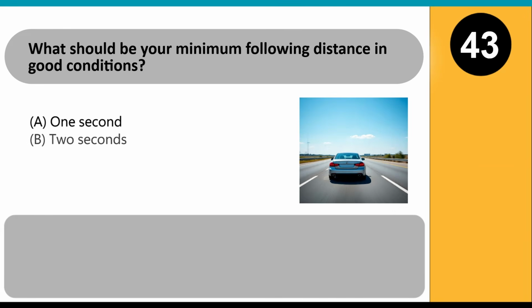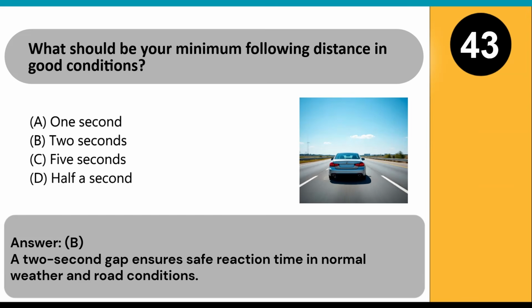What should be your minimum following distance in good conditions? A. 1 second. B. 2 seconds. C. 5 seconds. D. Half a second. Answer: B. A 2-second gap ensures safe reaction time in normal weather and road conditions.